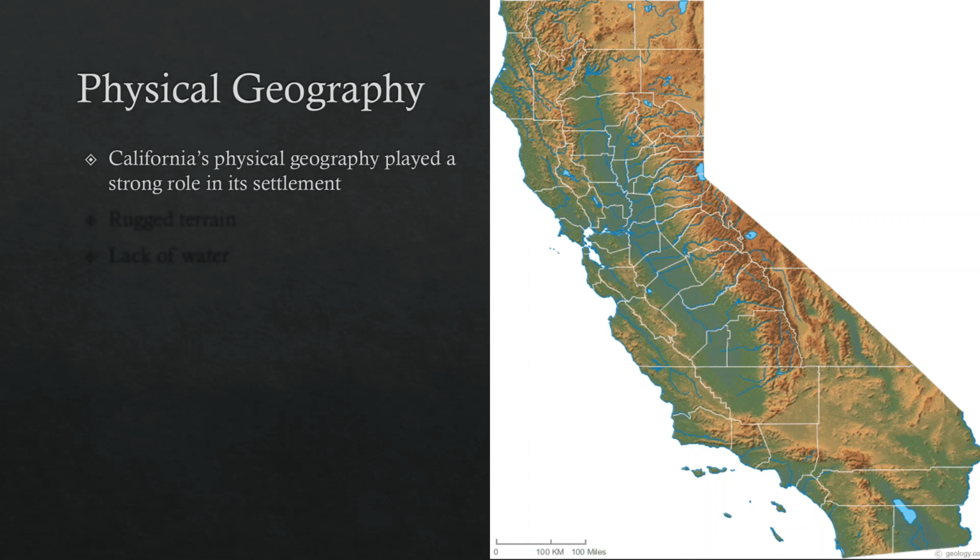So the physical geography of California, right? California's physical geography played a strong role in its settlement, and still does today. Even with our ability to live in some pretty inhospitable climates and wherever we want, most of the population of California is in a few select areas. There's people who live throughout the entire state, but we have concentrations of people in certain areas. And there's a couple reasons for that. The first one is the rugged terrain, right? We have mountains in California. We also have deserts and a lack of water in a lot of areas.